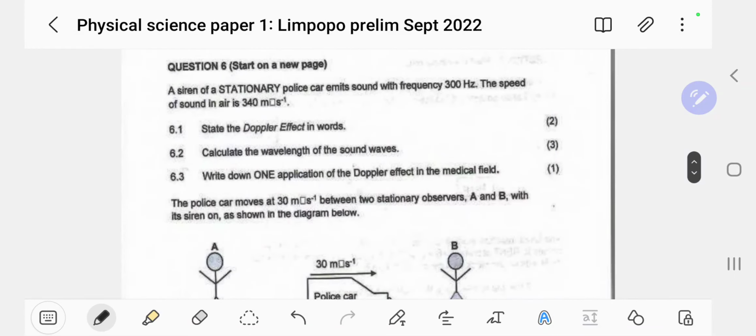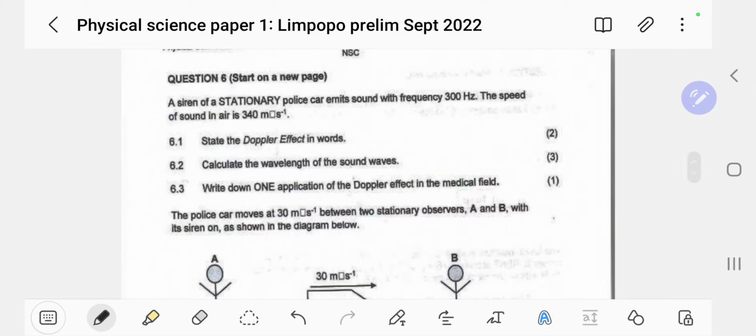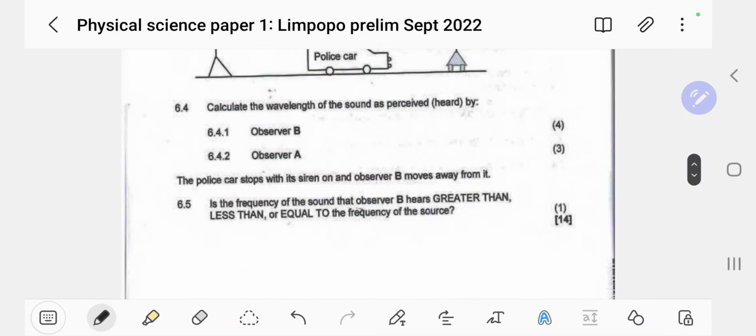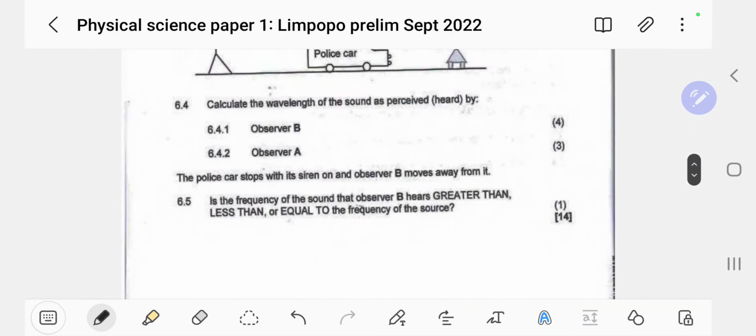So let's trace this question down. Question 6 says a siren of a stationary police car. How is this car? Stationary. Emits sound with frequency of 300 hertz. Okay. The speed of the sound in air is 340 meters per second. Okay, not a problem. Again, easy marks. State the Doppler effect in words. So this is 6.1.